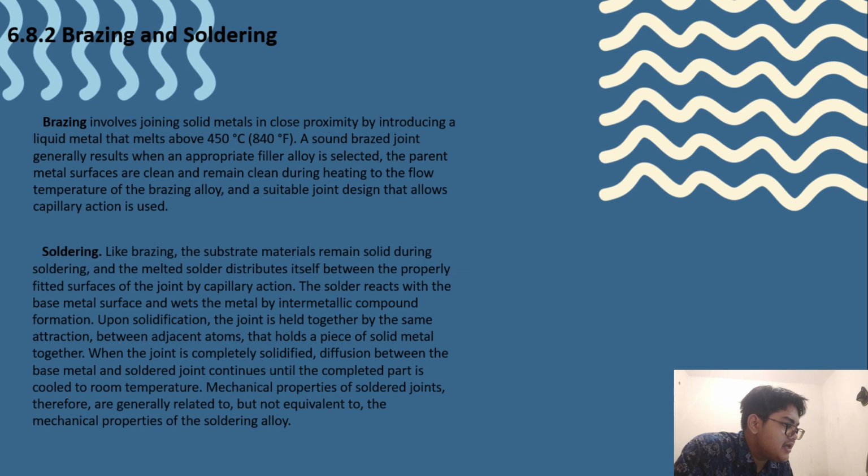And then soldering. Like brazing, the substrate material remains solid during soldering, and the melted solder distributes itself between the properly heated surfaces of the joint by capillary action. The solder reacts with the base metal surface and wets the metal by intermetallic compound formation. Upon solidification, the joint is held together by the same attraction between adjacent atoms that holds a piece of solid metal together. When the joint is completely solidified, the diffusion between the base metal and solder continues until the completed part is cooled to room temperature.